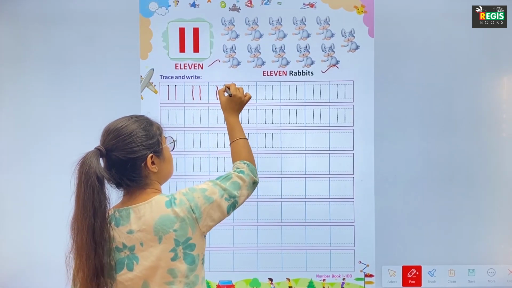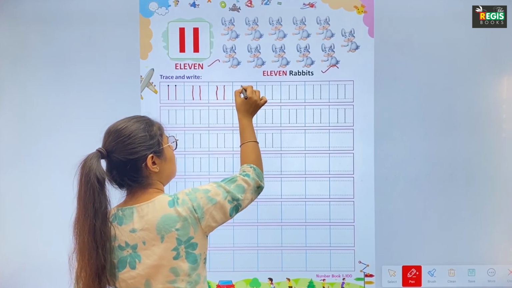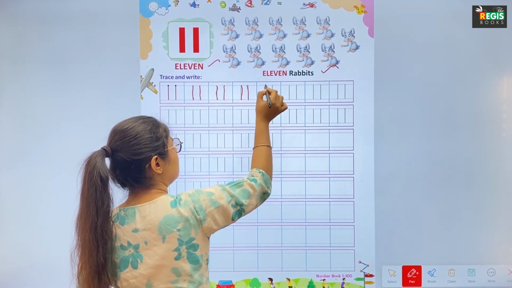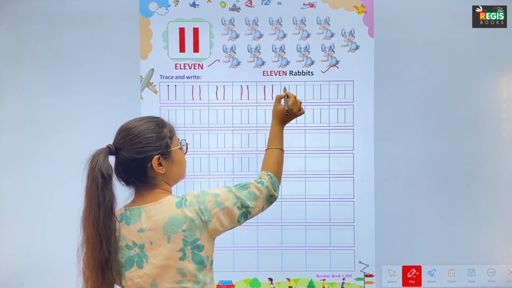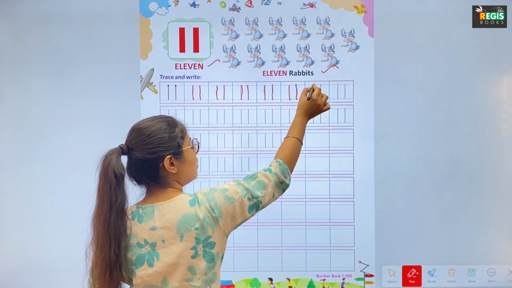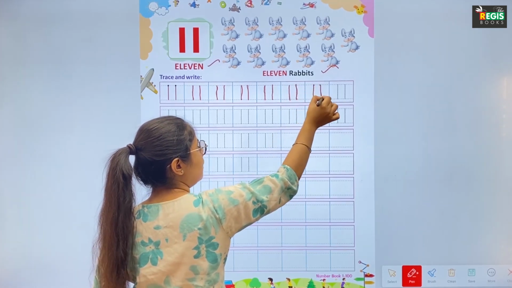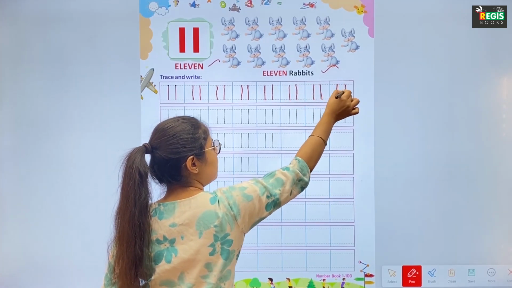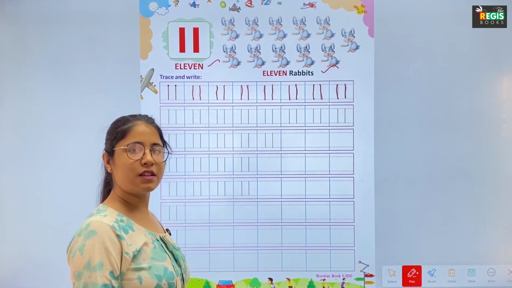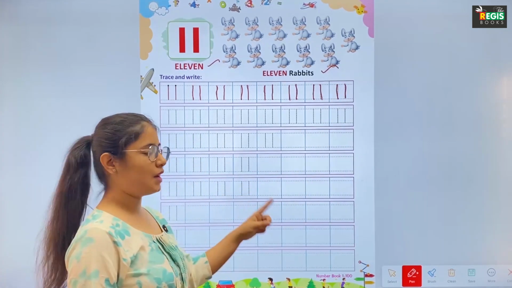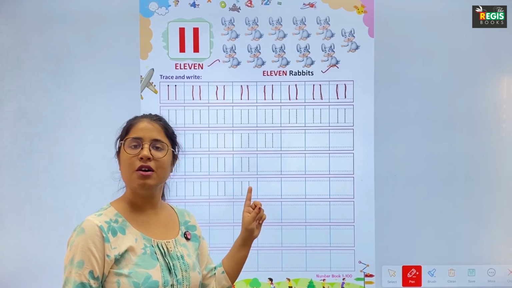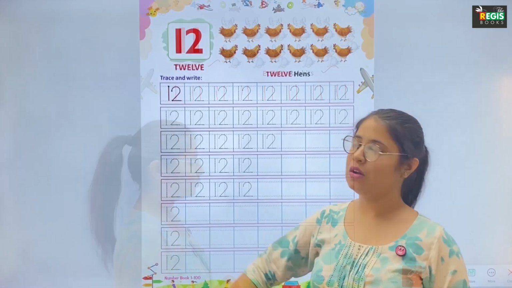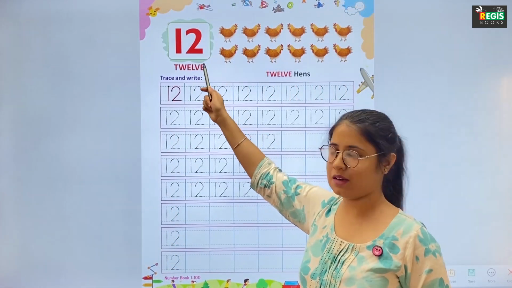Again trace these dots with me. 1 1 11. Okay, similarly, you will write the number 11 in the rest of the boxes to practice it.